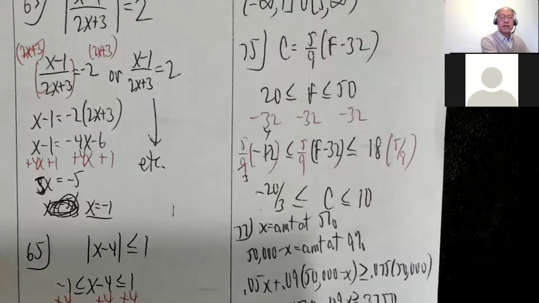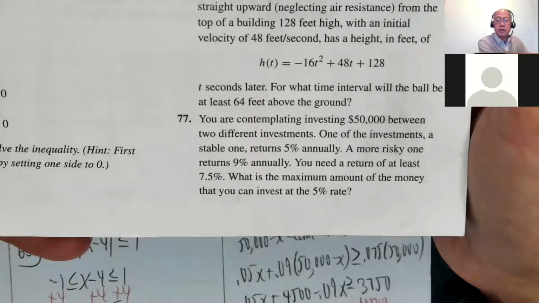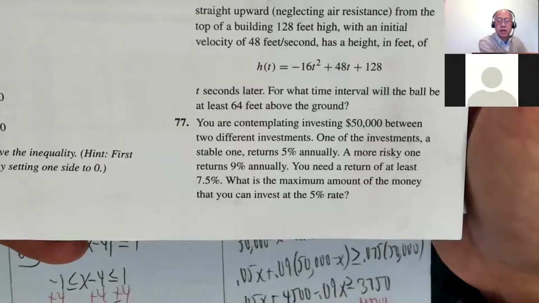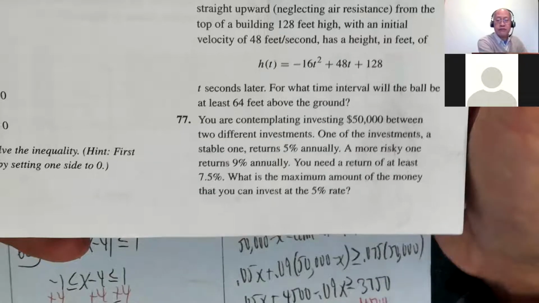And now the dreaded 77. Okay, let's say you are contemplating investing $50,000 between two different investments. One of the investments is 5%, the other is 9%. You need a return of at least 7.5%. What is the maximum amount of the money that you can invest at the 5% rate?